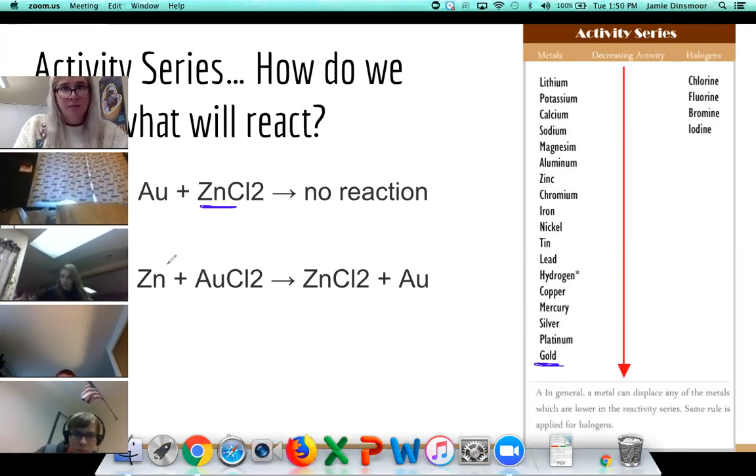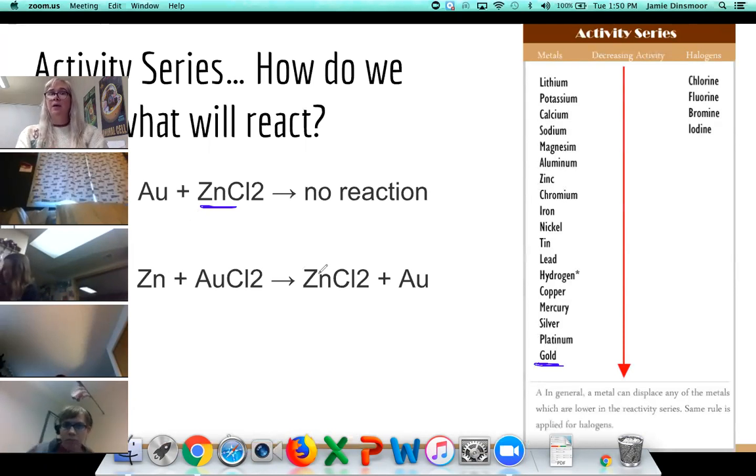If we do it the other way, so we have zinc and we combine it with gold chloride, well, guess what? Zinc is higher up than gold on the activity series. Zinc will replace gold. So in this case, it does matter which metal is by itself. So when you look at the activity series, you ask yourself, okay, is that metal strong enough basically to replace the other metal? And the answer might be no reaction. It's a possibility. In fact, if it is no reaction, then your work is much easier, right? Because you just write no reaction.